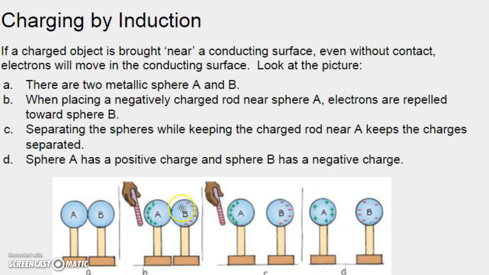But B had gained the excess of electrons that were repelled. These are conductors, so they're touching, so we can transfer electrons from A into B. And then by the time I separate them, letter D here is very obvious. B has been charged by induction, and so has A. A has lost electrons. This charge has been induced to it. So it has a net positive charge, whereas B has a net negative charge. This is where the electrons that came from A went. So we can see conservation of charge. Six electrons went to B, and A has a net positive of +6 charge.